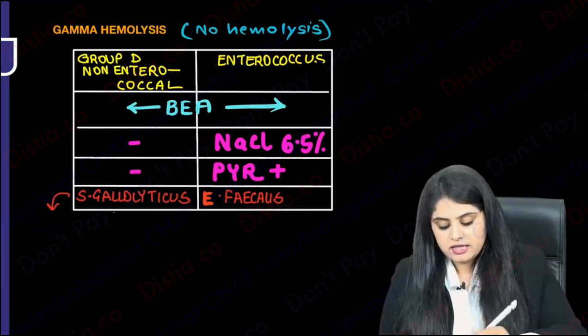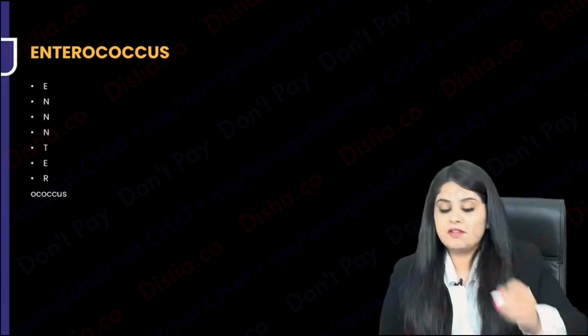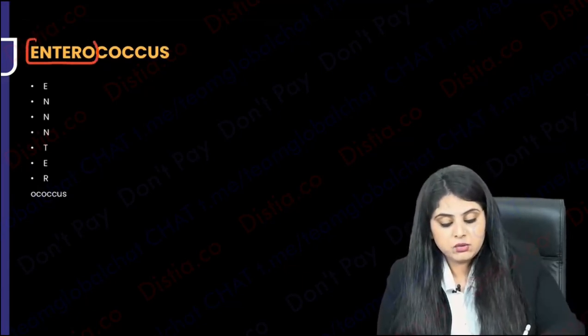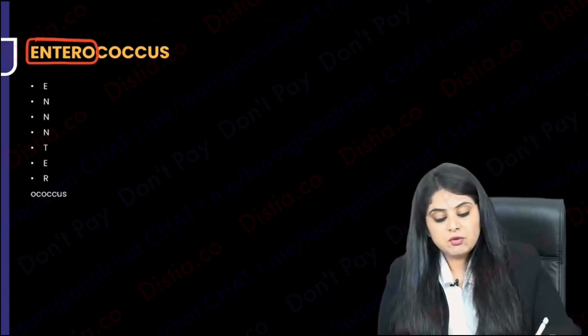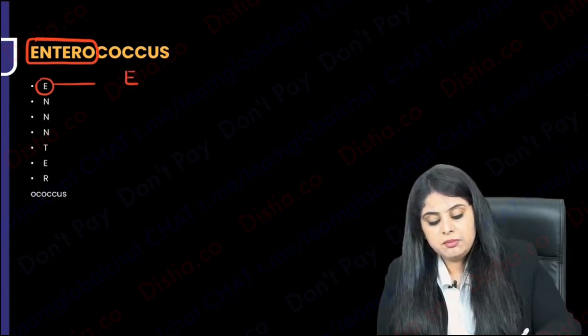Now when I talk about Enterococcus, let me teach you some basics about Enterococcus from the name. This is one of my favorite mnemonics because everything from Entero is going to come up in front of you. So I've got you all the alphabets in front of you. So E, you're going to convert it into a B, and not like this.